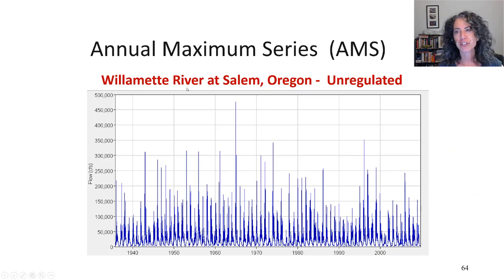Here is a different river. It's the Willamette River up in Salem, Oregon. These are unregulated flows.